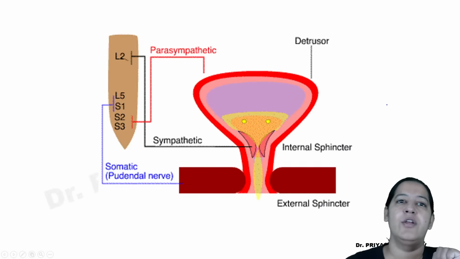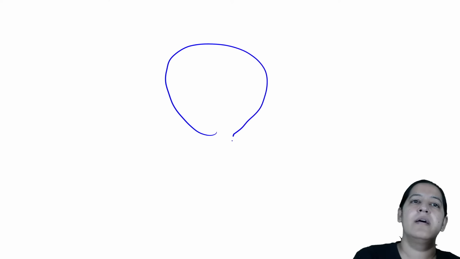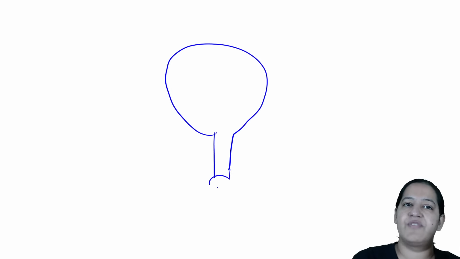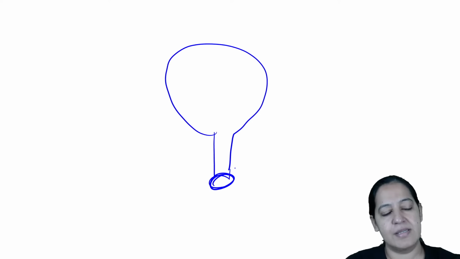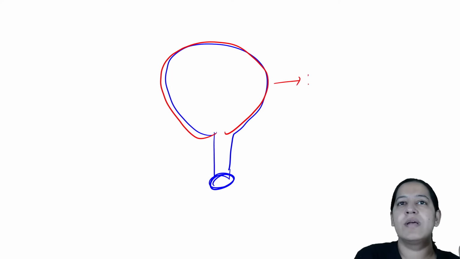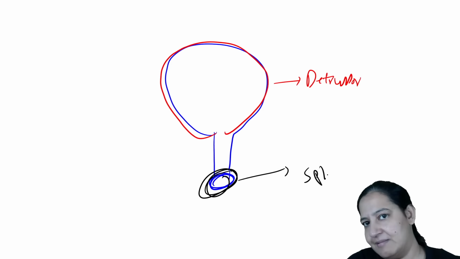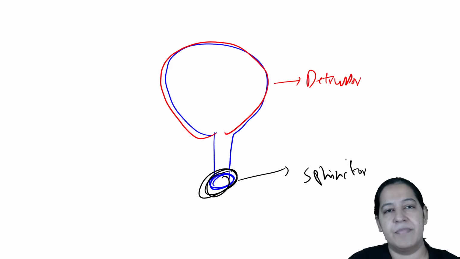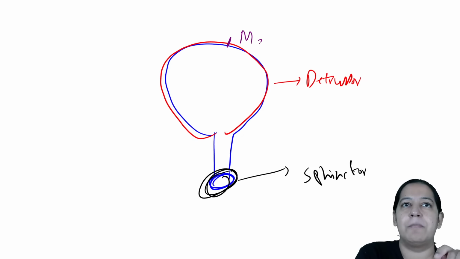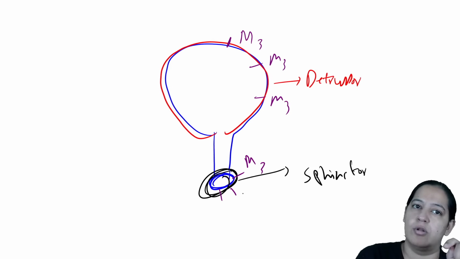Coming on the urinary bladder. Let me draw a urinary bladder diagram for you. Can you see, this is the urinary bladder and this is the urethra and this is the sphincter. Same diagram. So two types of muscles are there. The muscles present in the wall of the urinary bladder are known as detrusor muscle, and the muscle present over the sphincter is known as sphincter muscle. Both of them have M3 receptors.